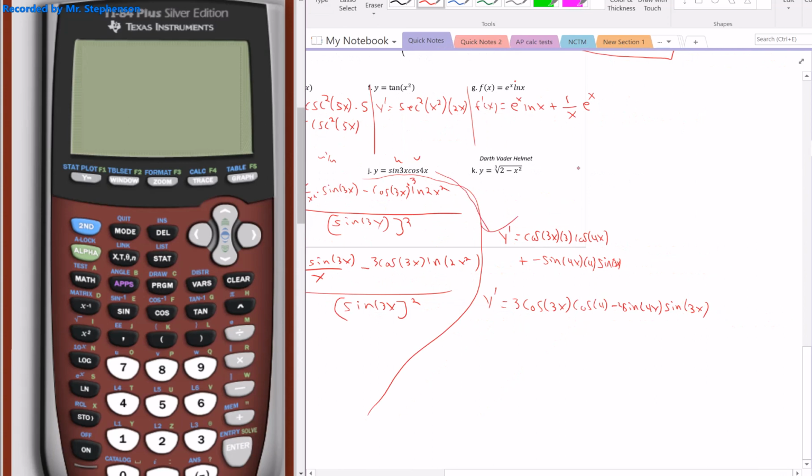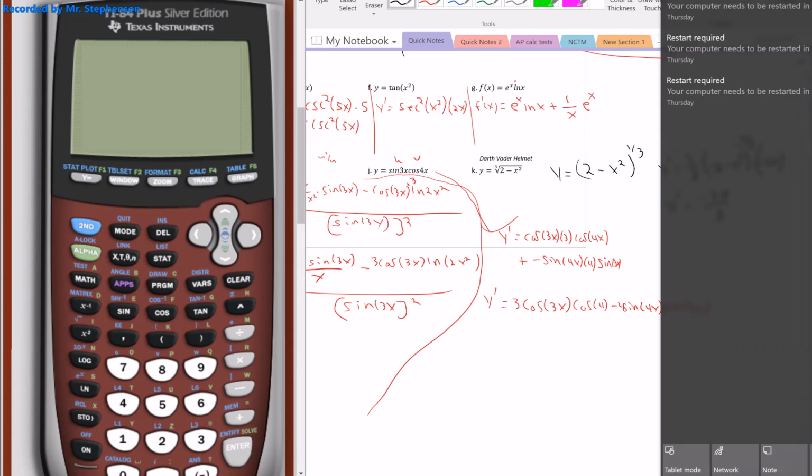And then the Darth Vader helmet, life will be easier if you write it like this. And the reason it's called the Darth Vader helmet is if you actually graph it, you'll see what it looks like. The derivative of that is, we're using chain rule, bring down the 1/3, 2 minus x squared to the negative 2/3 times the derivative of the inside, which is negative 2x.